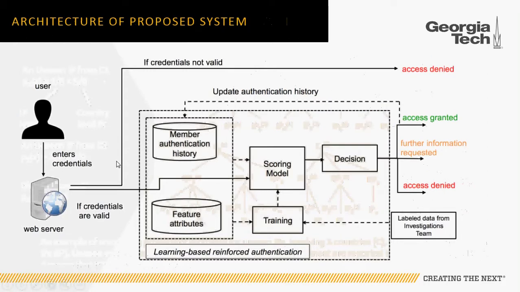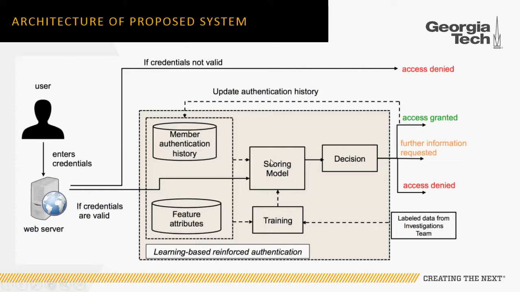Here is the overall structure of the proposed system by this paper. If the user enters a credential, and if the credential is not valid, of course it's denied. But if it's valid, we will use the scoring model based on the equation provided in previous slides. This scoring model is created by using the training data and also the label data from the investigation team. These are manual labels. Also, the feature attributes can be used for the training and the scoring model.